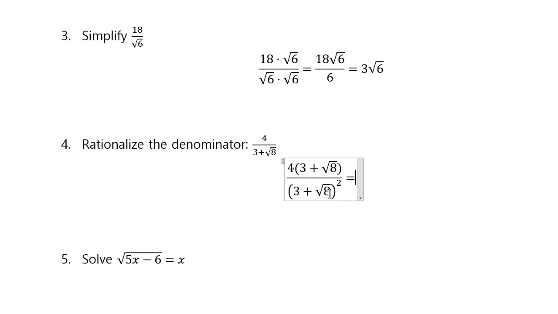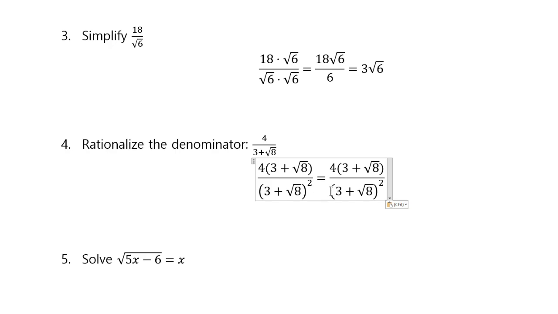You know, when you have a plus b squared, it's a little complicated. You have to square the first one, so 3 squared, and then you also have to square the last one, which is nice because the square root will go away.